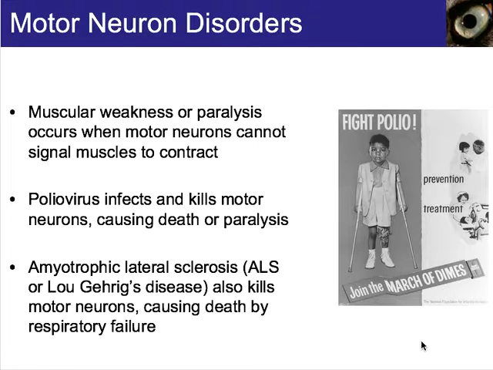Another disorder would be motor neuron disorders. Muscular weakness or paralysis occurs when motor neurons cannot signal muscles to contract. For example, the poliovirus infects and kills motor neurons, causing the death and paralysis of young people.